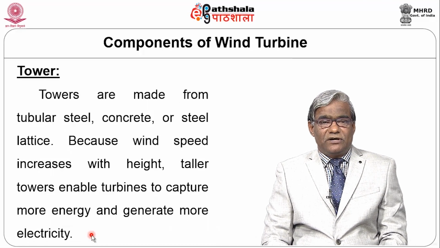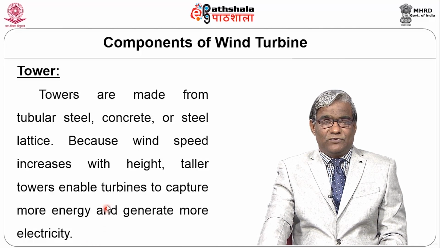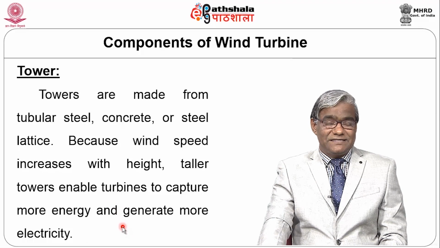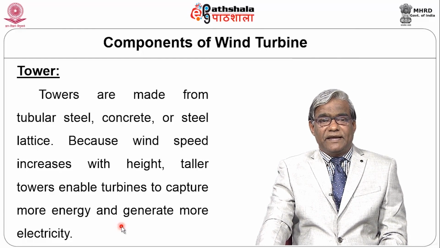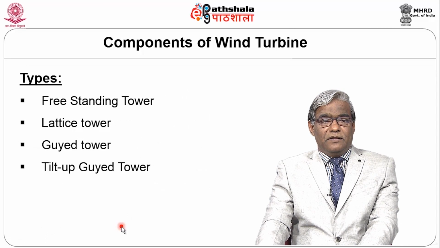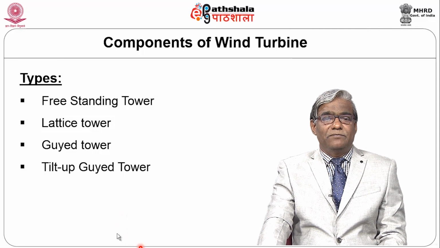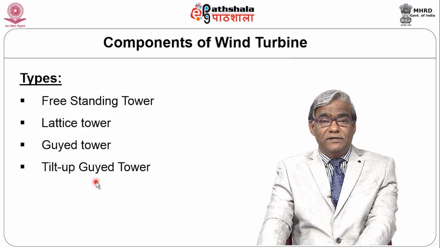And the towers are made from tubular steel or concrete or steel lattice, because wind speed increases with height. Taller towers enable turbines to capture more energy and generate more electricity. The tower helps the machine to lift up all the major components, and the tower supports the gearbox, the generator, mechanism, the rotor, blades, everything. So it needs a very strong foundation. And there are a lot of towers available: freestanding tower, lattice tower, guyed tower and tilt-up guyed tower, and the tubular tower. So these are the various towers being used.